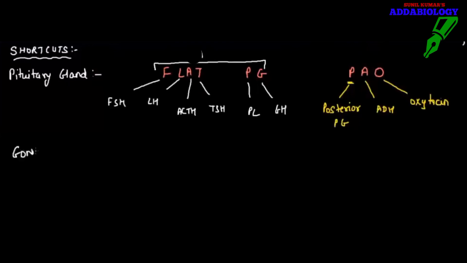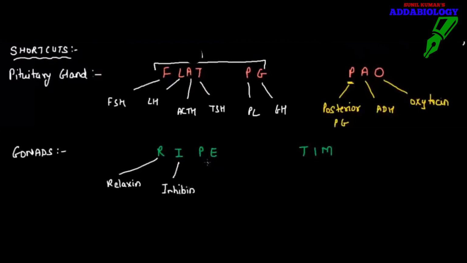pituitary gland. The next is gonads. We have testes and ovary. So for gonads, there is a shortcut called RIPE TIM. So when we talk about RIPE TIM, the R stands for relaxin, I stands for inhibin, P stands for progesterone, and E stands for estrogen. So these are the hormones.